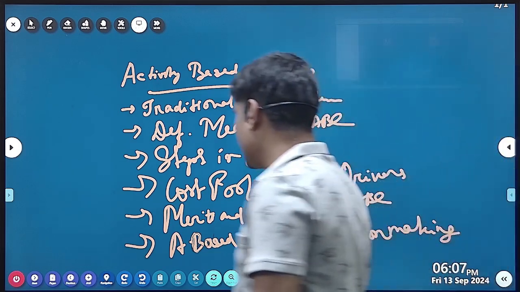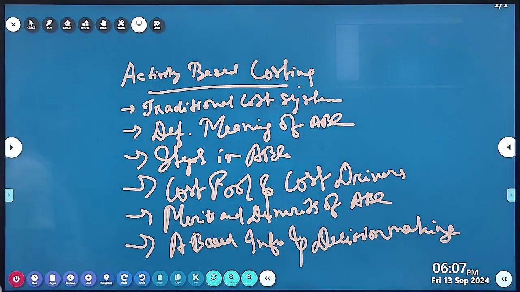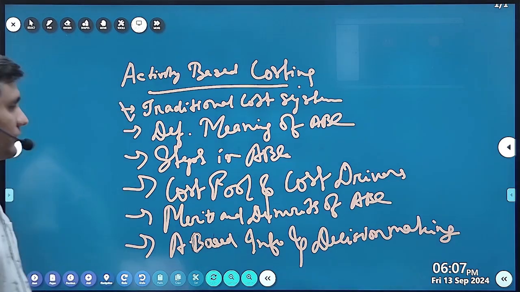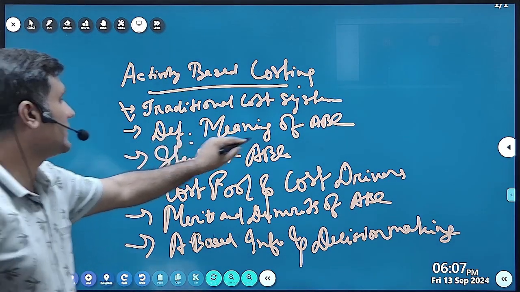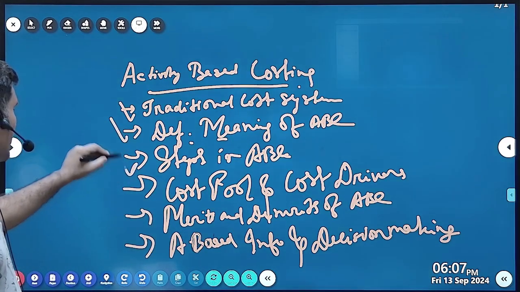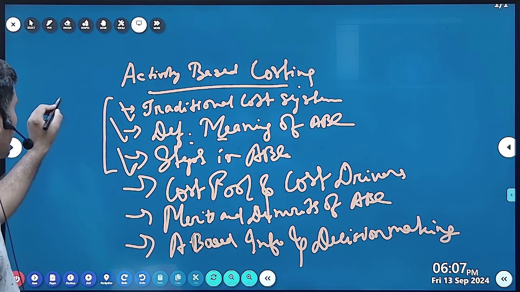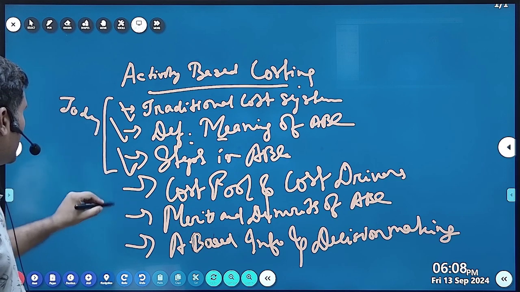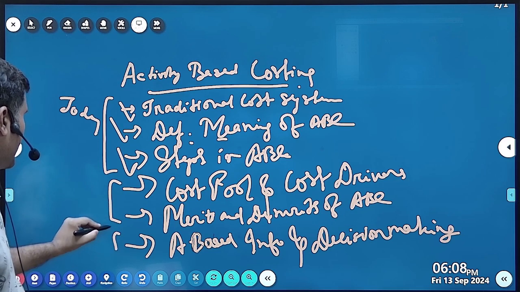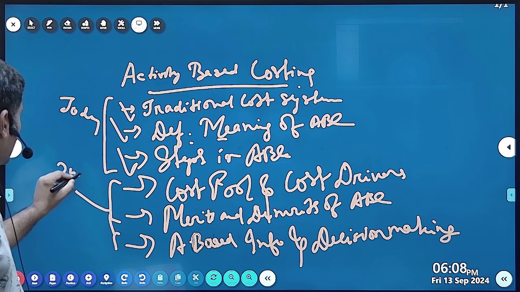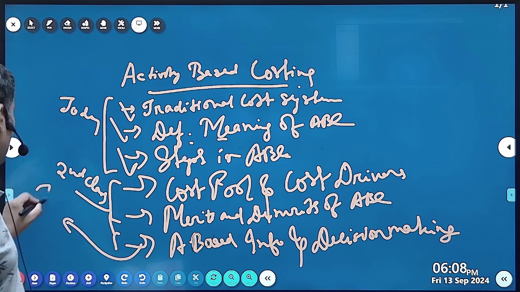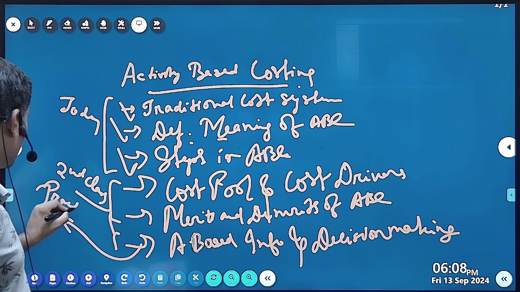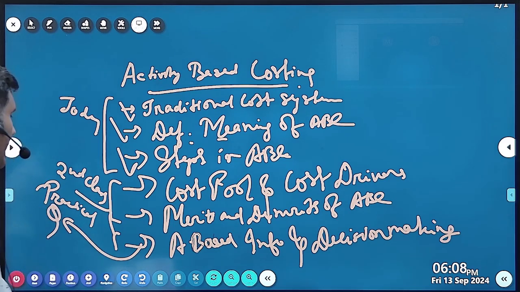So this is our chapter number 2, activity based costing. It consists of the following 6 topics: the traditional cost system, what we used to do before ABC. Then some definitions and meanings of ABC. Then steps involved in ABC. We will try to complete this part today. Then the remaining parts and some practicals in the second class. And we will wind up by doing the practical questions.